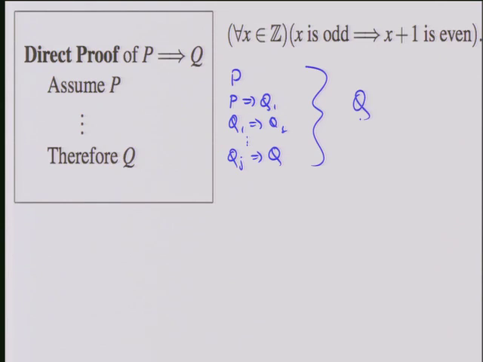Okay, so let's see a proof of this kind. It says for every x, x is odd implies x plus 1 is even. x is odd means that there exists k.